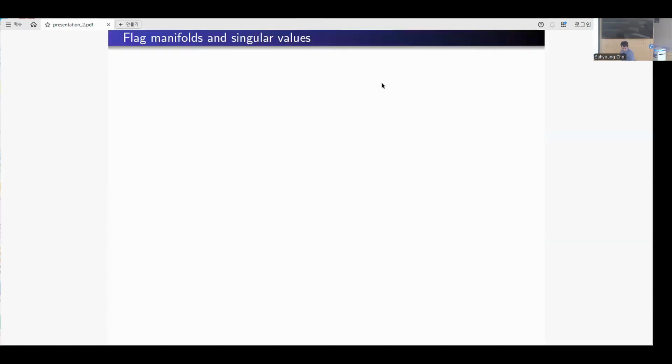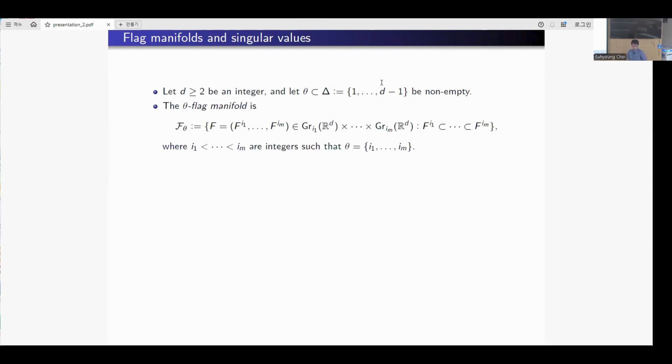Okay, so let's start. I'm going to start with some basic linear algebra first, okay? So I'm going to let D be an integer larger than at least 2, and then my Delta is going to denote the set of integers from 1 to D minus 1. And Theta is going to be a non-empty subset in Delta, all right?